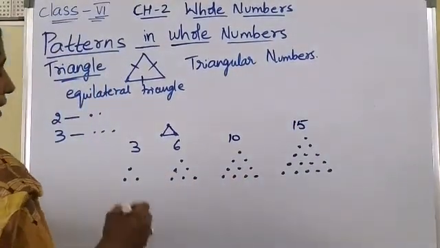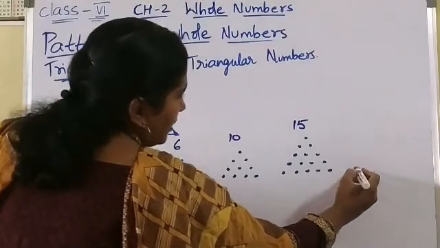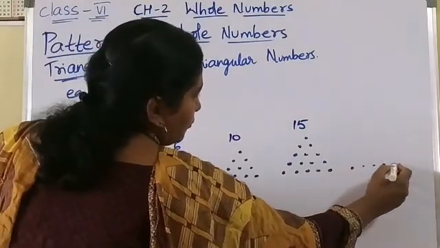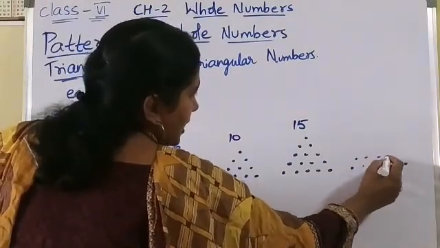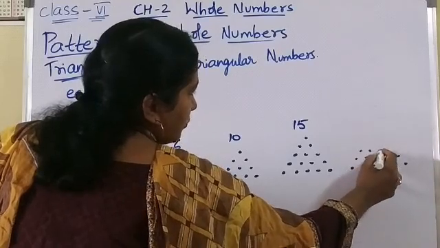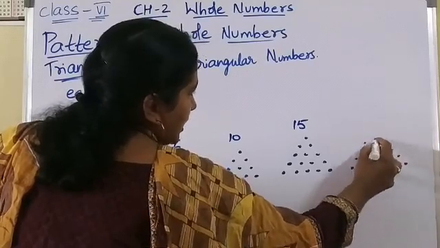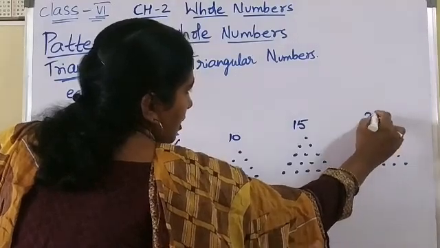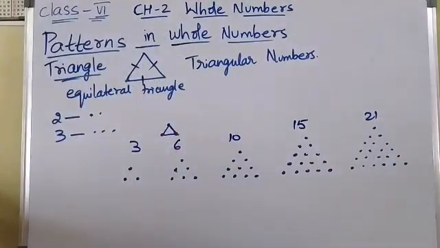Is that clear? And the next number after this, you will get 1, 2, 3, 4, 5, 6, 7, 8, 9, 10, 11, 12, 13, 14, 15, 16, 17, 18, 19, 20, 21. So these are the triangular numbers.